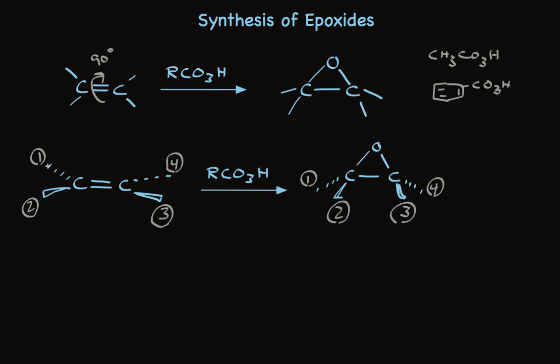The 1 and 4 substituents are both back in the starting material and are both back in the product. And the 2 and the 3, of course, are both toward us in each structure. So the stereochemistry of the alkene is maintained in the stereochemistry of the product. This is a stereochemical result called stereospecific.